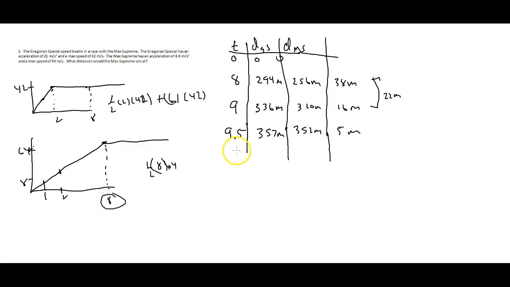So I might at this point kind of cool my jets and say 9.6 seconds, which is 0.1 more. Now 0.1 seconds times 42 is going to give me 4.2, right? Because I'm adding just 0.1, and I'm going at 42, so that's 0.4, that's 4.2. So 4.2 would give me 361.2 meters. And I'm going to look at the Max Supreme. I'm adding 6.4 to it, because same reasoning. It's going 64 meters per second, 0.1 seconds. So 6.4 would give me 358.4 meters. And the gap is narrowing.